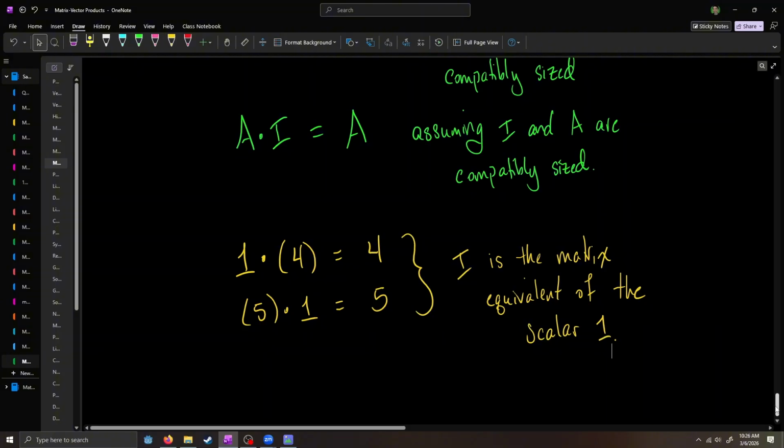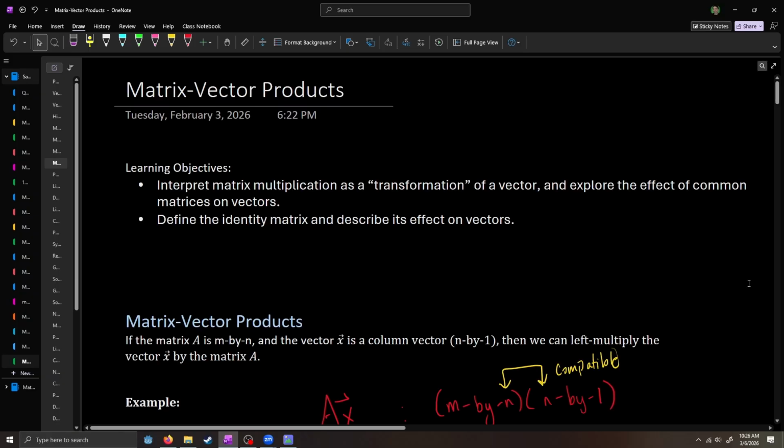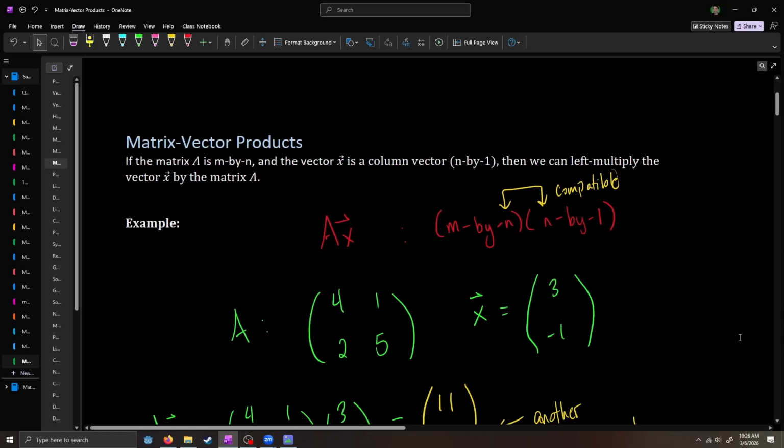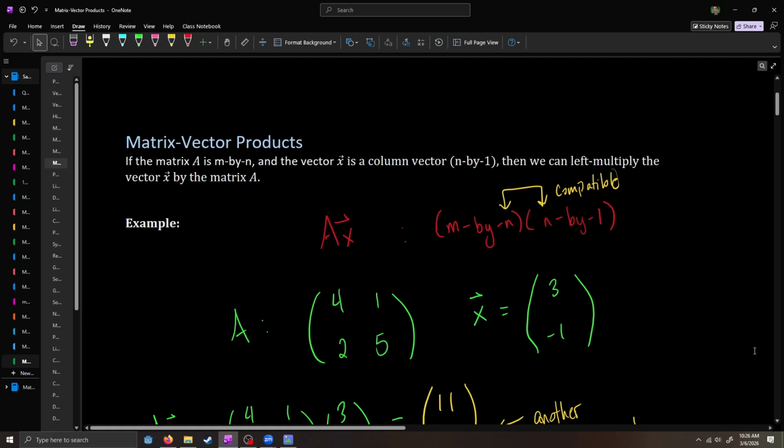Okay, so that concludes today's episode. Today we focused on multiplying matrices with vectors. And matrix multiplication takes a vector and turns it into some other vector. So matrix multiplication can be understood as a way of transforming one vector into another.